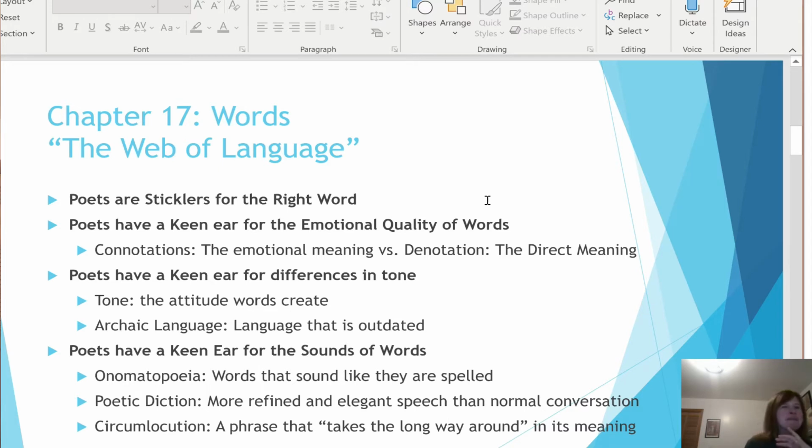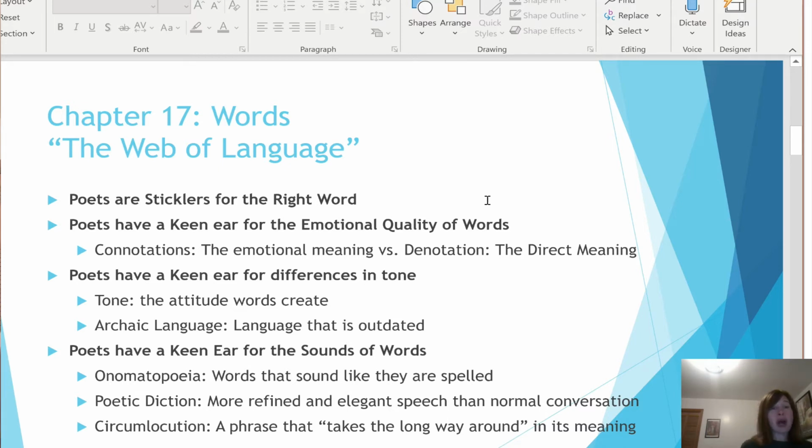It's kind of like, instead of writing a novel where you're writing thousands of words, poets are more keen on which specific word they use per line. So it's much more finite and specific in what they're looking for. They have a keen ear for the emotional quality of words. So again, in the prose section, we looked at connotation versus denotation, the dictionary definition versus the emotional meaning, and poets are really trying to strive for that connotation, that emotional meaning behind the words.